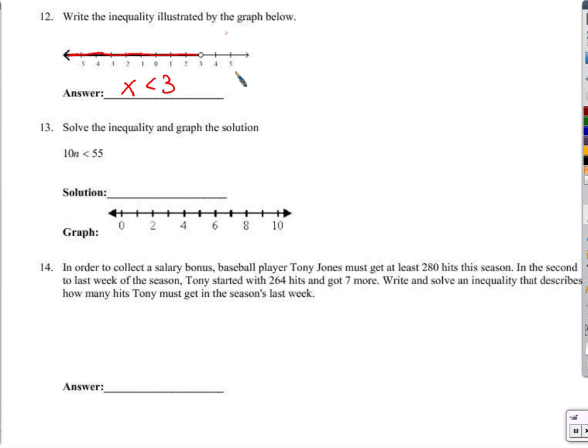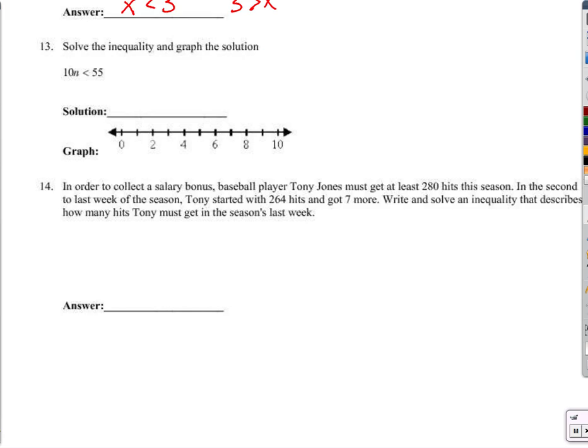It's not greater than 3, so we wouldn't write it over here. It's not equal to 3, so we don't have an equal to. It's strictly less than 3. We could write it this way: 3 is greater than x, which we could also read as x is less than 3, depending on which way you read it. Either way, you could use a different letter. It doesn't say x specifically. It could be m or q or w.